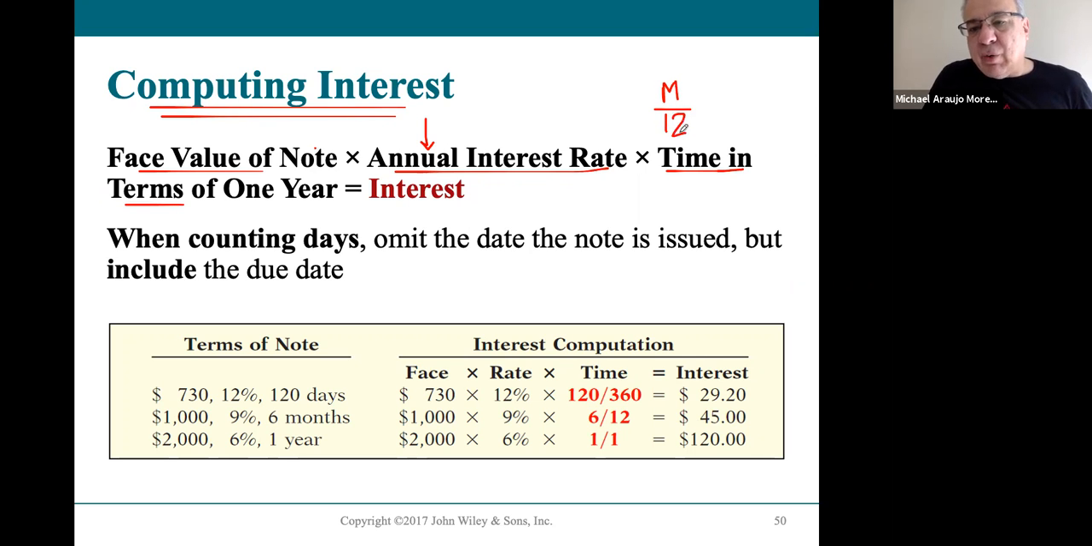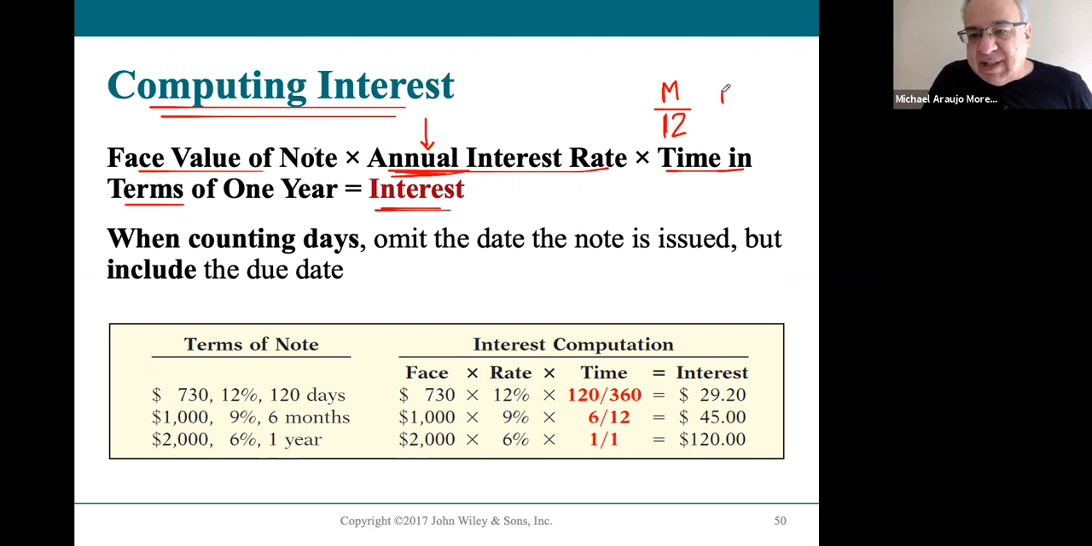Okay. So for example, the one that you just saw was a 2-month loan. So it's the face value of the loan times the annual interest rate, which is for all 12 months, times 2 months over 12, 2 divided by 12, because we're only getting interest for 2 of the months. Okay. And that's going to be your amount of interest.